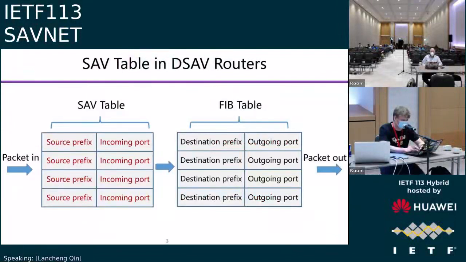With an accurate safe table, the router can verify the authenticity of the source address by checking the incoming port of the packet. Packets with spoofed source addresses will be blocked, and packets with legitimate source addresses will be forwarded based on the safe table.